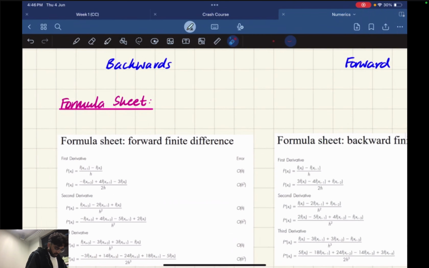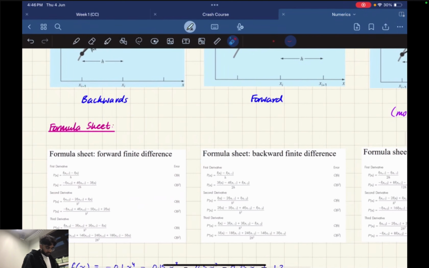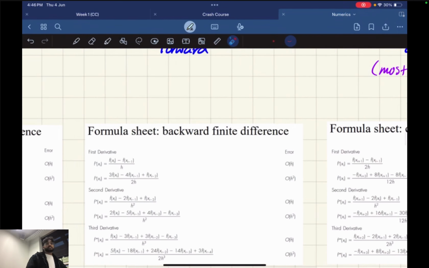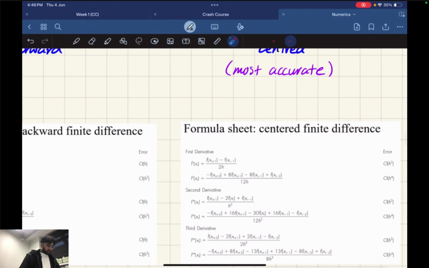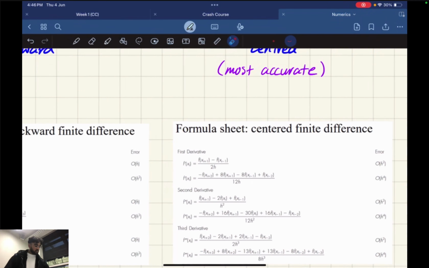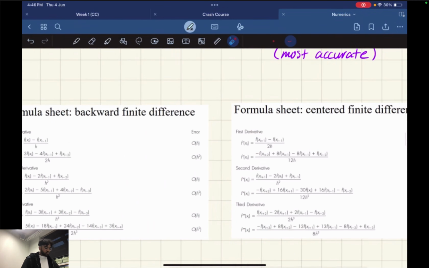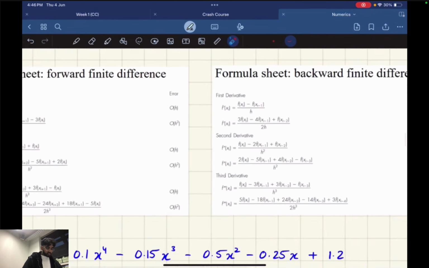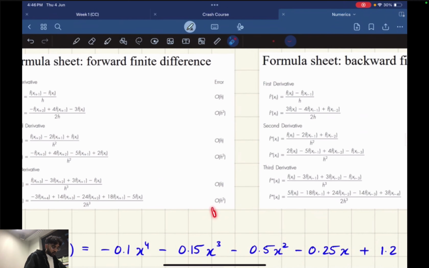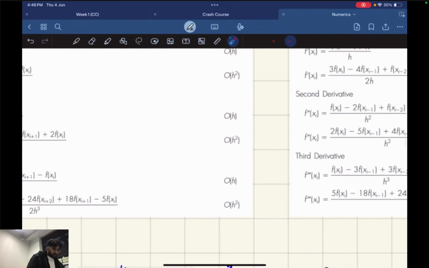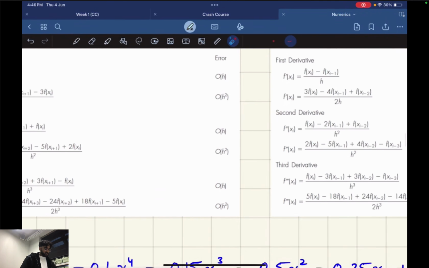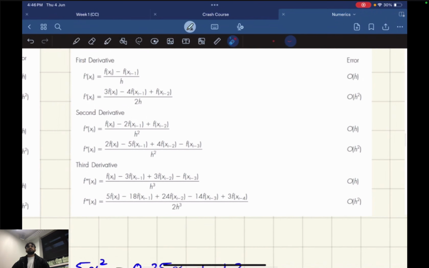So you've got your forward finite differences, your backward finite differences, different formulas for it, and you've also got your centered finite differences. Your centered ones are more accurate. One thing to notice, however, is all of these have an error. Obviously, they're going to have an error because they're just approximations, right? Does anyone know which error is more accurate? O(h) or O(h squared)? Any ideas? I don't know myself.